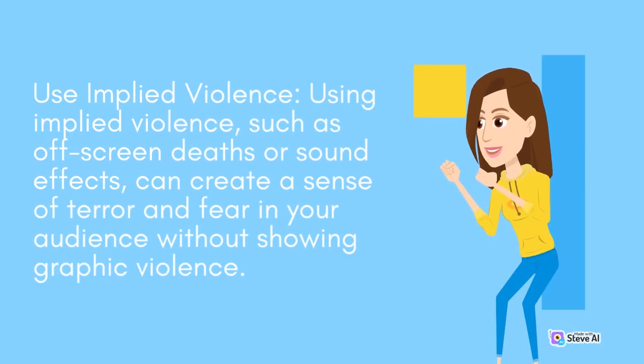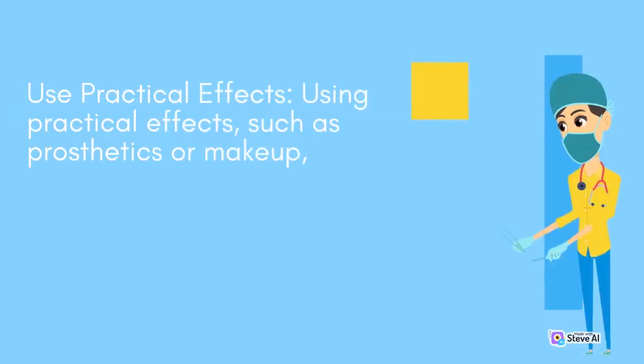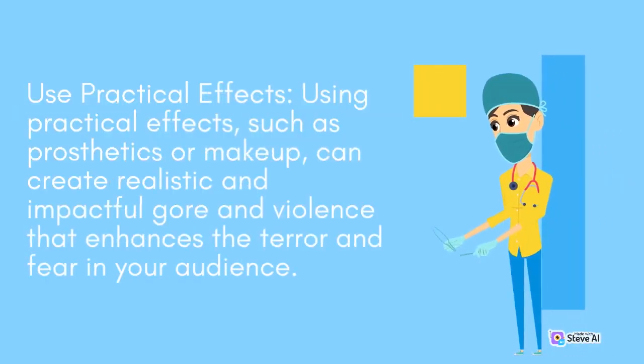Use implied violence. Using implied violence, such as off-screen deaths or sound effects, can create a sense of terror and fear in your audience without showing graphic violence. Use practical effects. Using practical effects, such as prosthetics or makeup, can create realistic and impactful gore and violence that enhances the terror and fear in your audience.